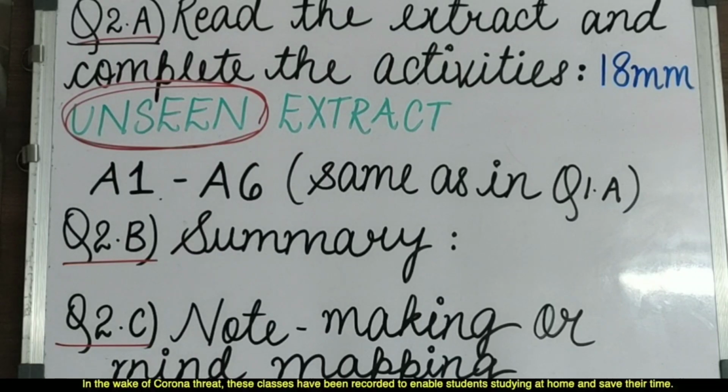Unseen means which is not in the textbook, okay, and you have never seen that extract also.